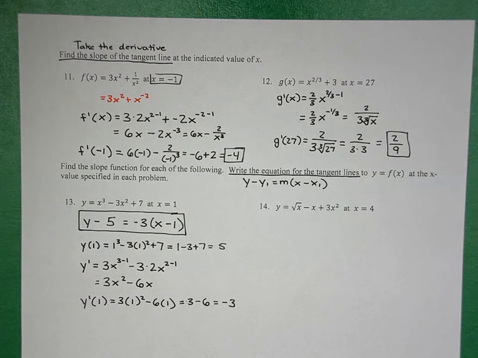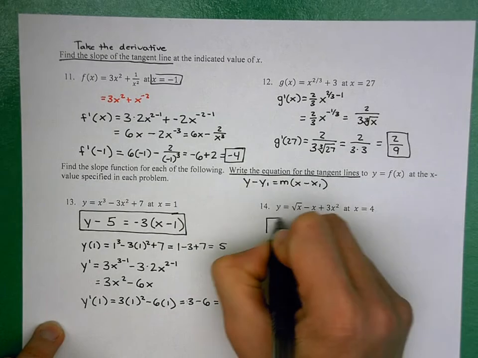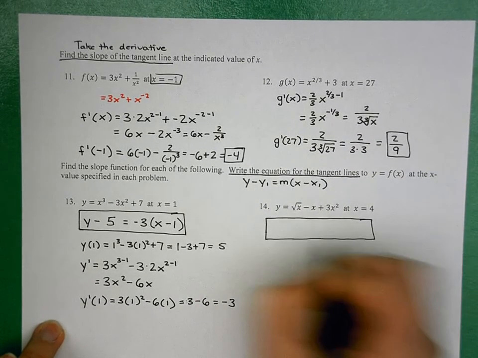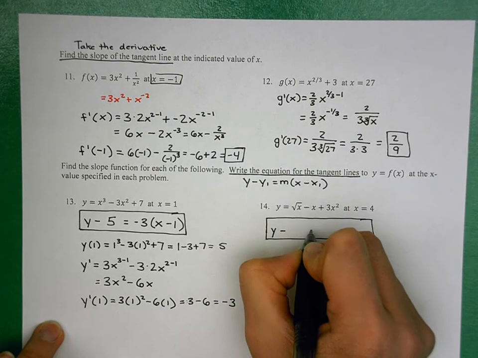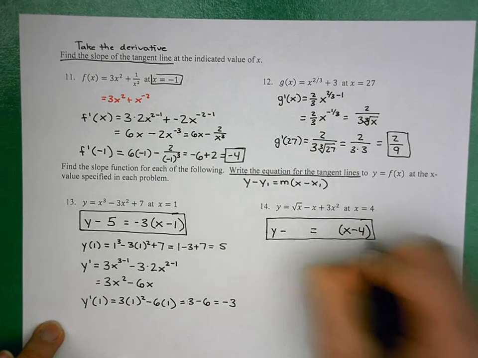Okay, go ahead and pause the video. Try number 14 on your own. Restart it when you're ready. Okay, number 14. We're going to go ahead and set up our equation here. We already have an x. Yay. So part of my answer is done already. Okay, what is my y when x equals 4?